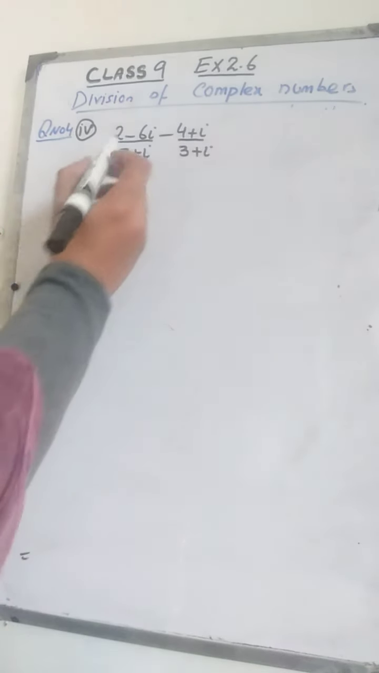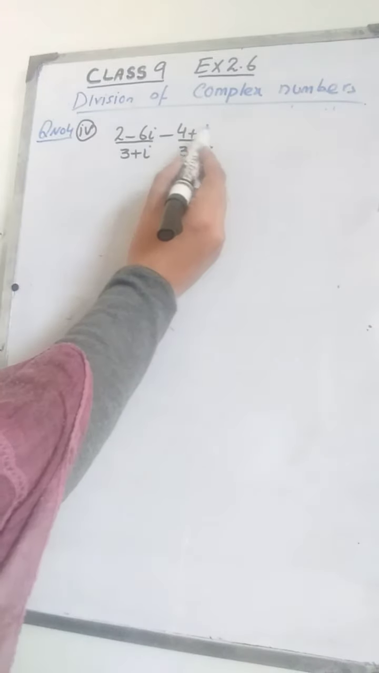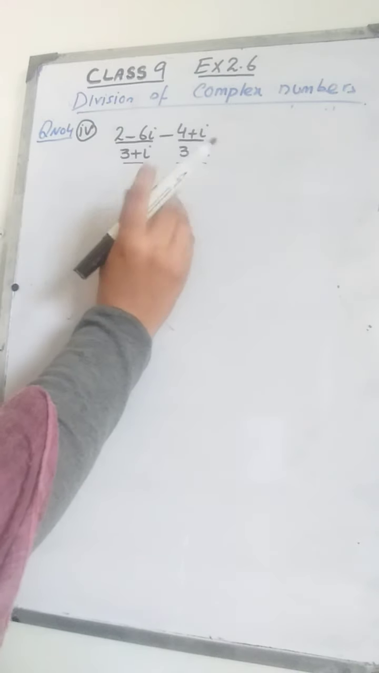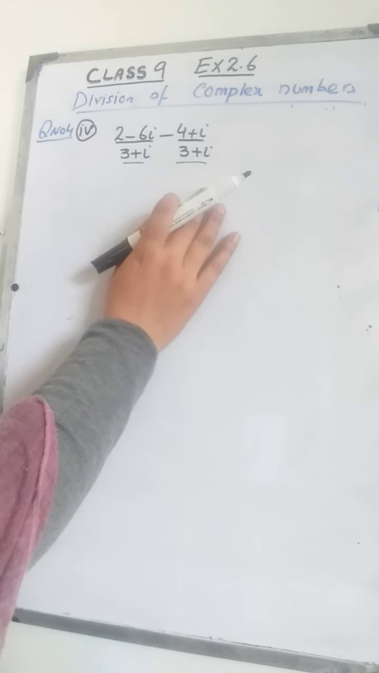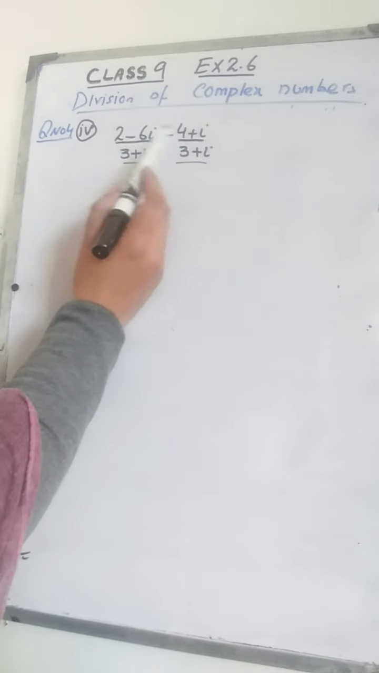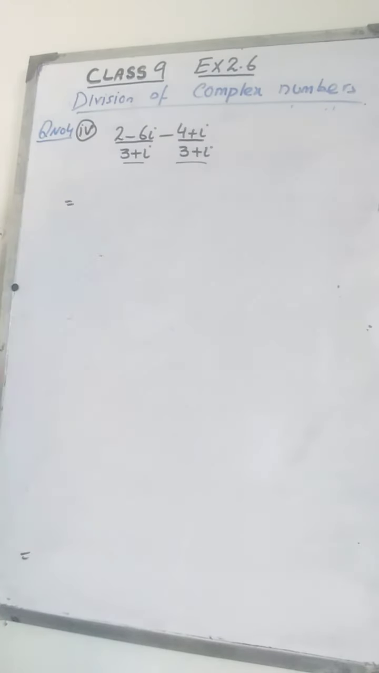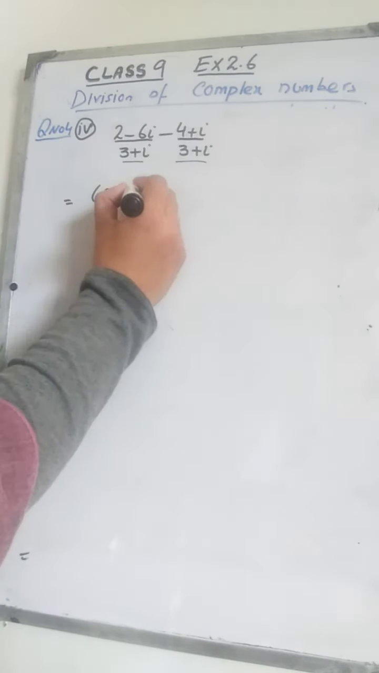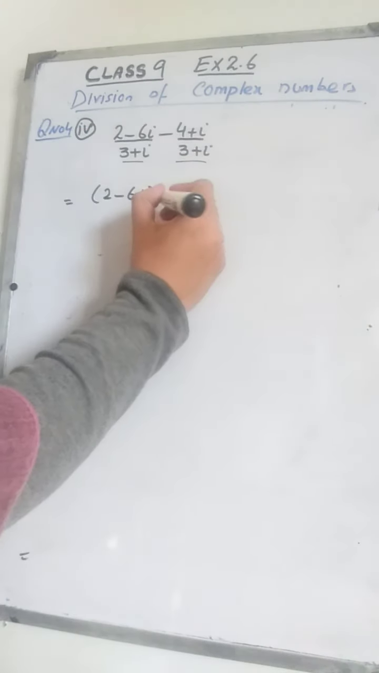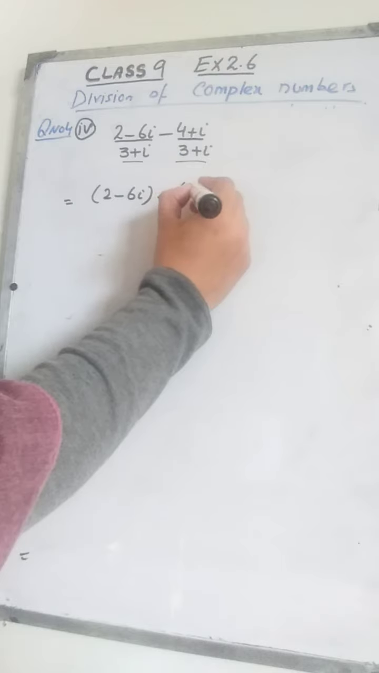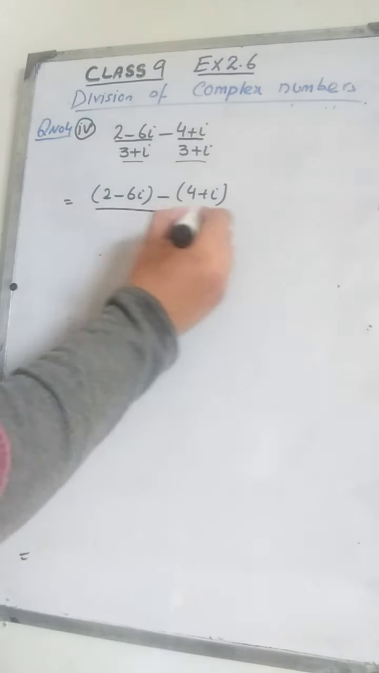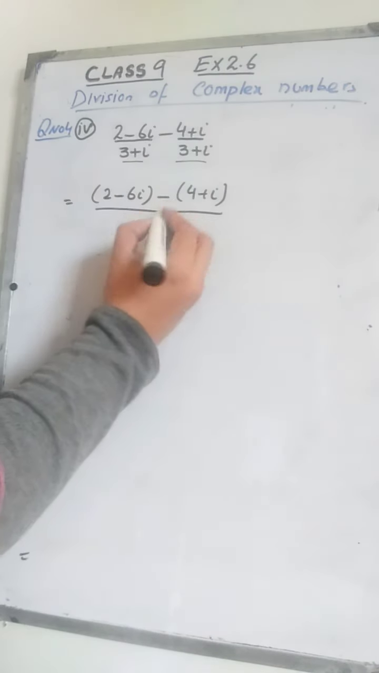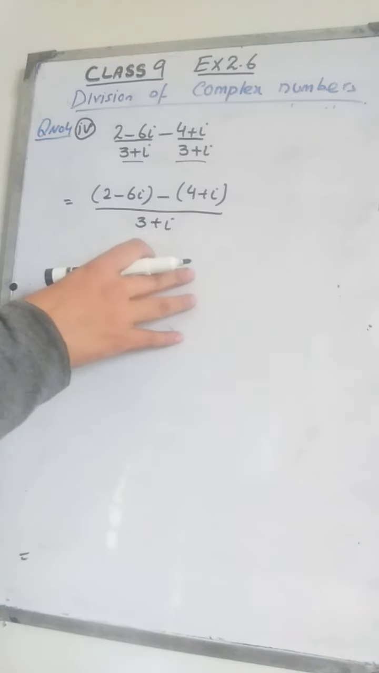Okay, the next question is (2 minus 6 iota) over (3 plus iota) minus (4 plus iota) over (3 plus iota). We have to separate these two. Now as the denominators are same, we don't need to take LCM. We are going to do the direct subtraction of the numerators. So we are going to write 2 minus 6 iota, numerator of the first, minus numerator of the second, 4 plus iota, over 3 plus iota directly, as both denominators are the same.